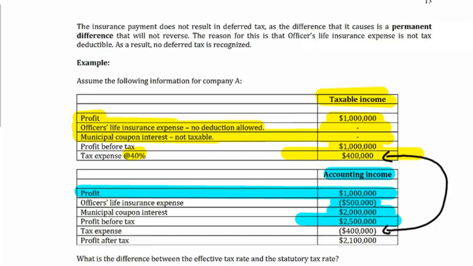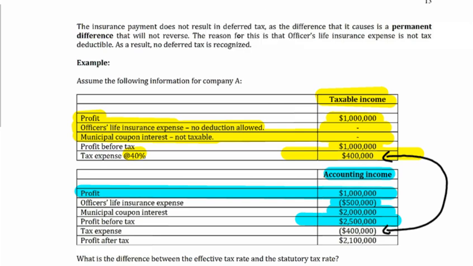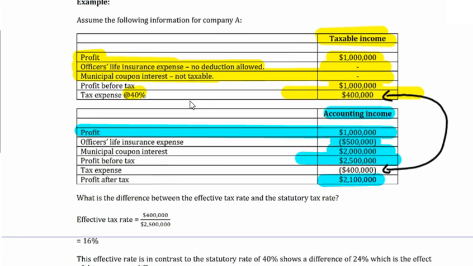My profit after tax, therefore, is $2.1 million. Let's go and have a look at the differences now. So let's calculate my effective tax rate. What was my tax? $400,000. What did I say for accounting purposes? Profit before tax, 2.5 million. What's my effective rate? Only 16%.